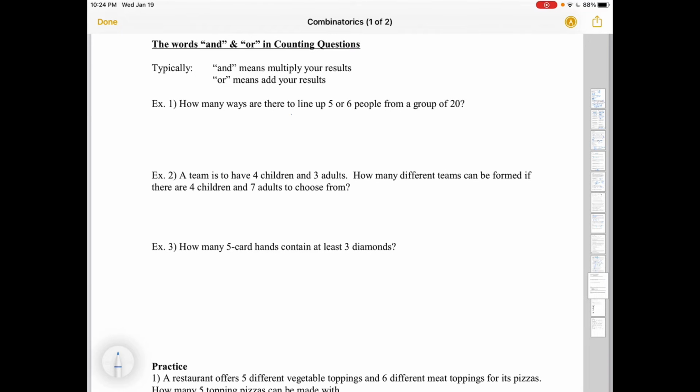Hi folks, welcome to this sixth video in a crash course in counting. In the first video we dealt with the fundamental counting principle, then factorial notation, then permutations and combinations, and then telling the difference between permutations and combinations. In this video we're going to deal with trying to decipher the words "and" and "or" in counting questions.